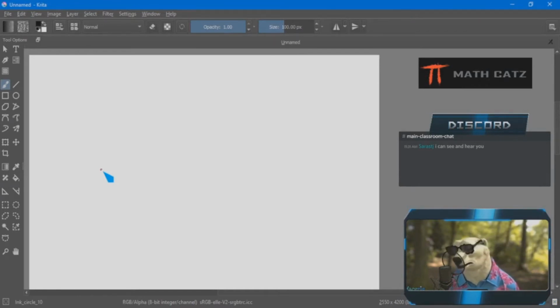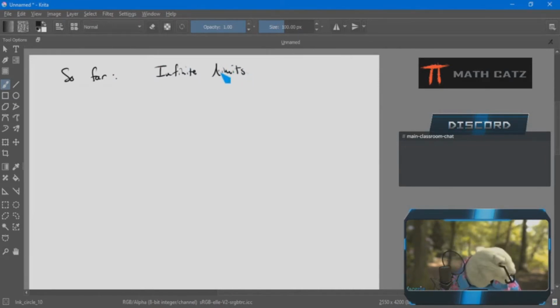We have done something. Let's see here. So far, we've looked at infinite limits. That is where I like to start because it emphasizes the behavior. Infinite limits as a long-term behavior question.